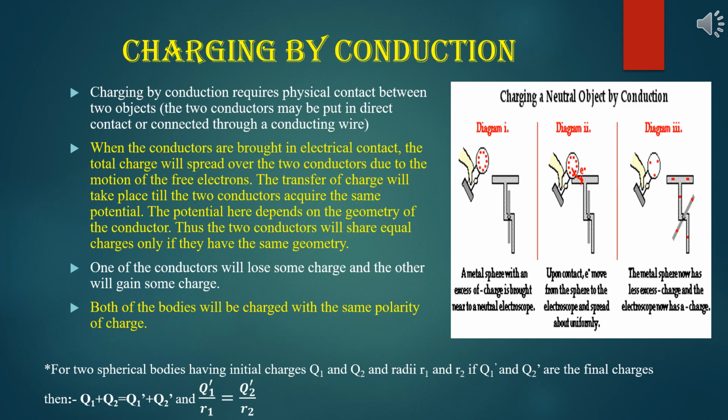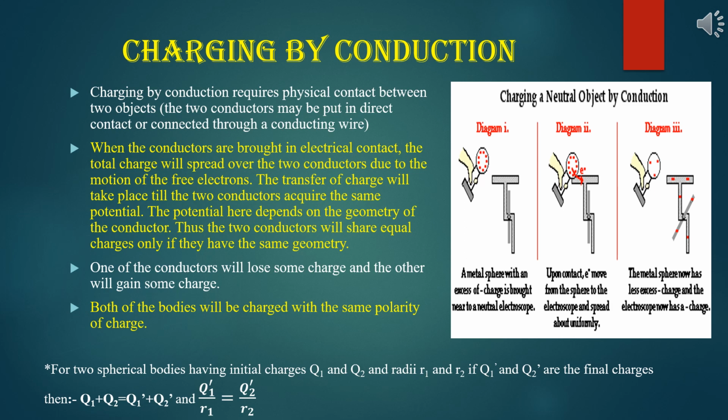So whenever we are learning charging by conduction, the important point is, number one, the flow of charges takes place as long as there is a difference in the electrical potential. Number two, the total initial charge remains the same as the total final charge. And number three, both the objects will acquire the same polarity of charge. The quantities may vary, but the sign will be the same, right?